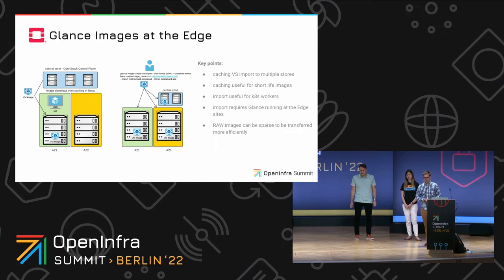Also, just to mention that the raw images can be pretty large, and of course at the edge you don't want to transfer a lot of data, for many reasons. But there is an option that you can use to sparse the image during the transfer, and of course that's way more efficient. That's an option available in OpenStack.